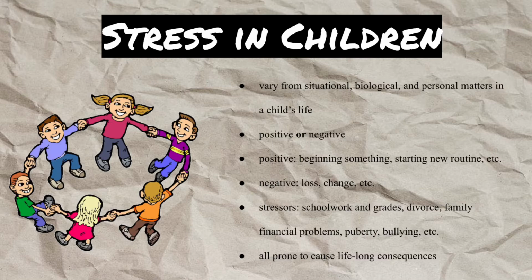Alongside these positive and negative stressors, there are also stressors that are mostly presented in modern times for children, which include schoolwork and grades, then family matters such as divorce or financial problems, also including puberty, bullying, etc. We should be really careful and monitor how these children are dealing with all the stressors presented in modern times, since it has been shown that they are all prone to cause lifelong consequences that do not only include mental traumas but also physical traumas that can lead to illness or worse.